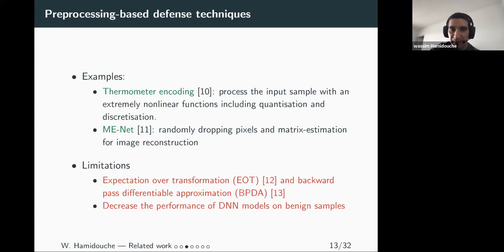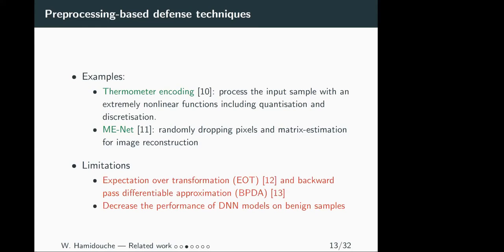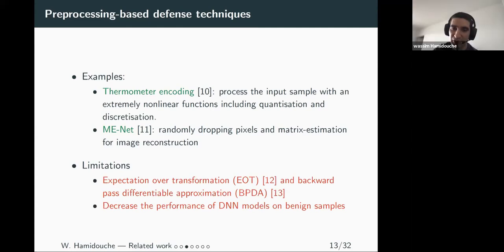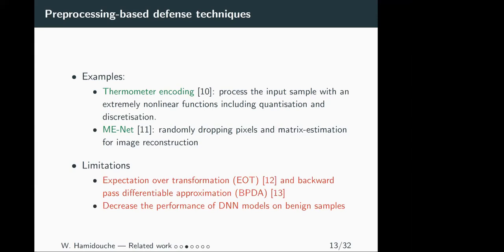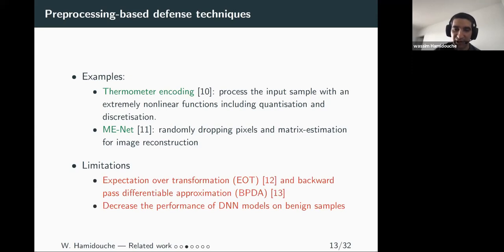There is also the MNIST, which tries to add some randomness by randomly dropping some pixels in the image, and then it uses matrix estimation to estimate these dropped pixels. So what it tries to do is add some randomness and also remove some pixels, but randomly. This will alter the perturbation and also make it difficult to generate attacks on this pre-processing, because a random process is also non-linear and non-differentiable, so it's difficult to generate attacks based on gradient descent attacks.